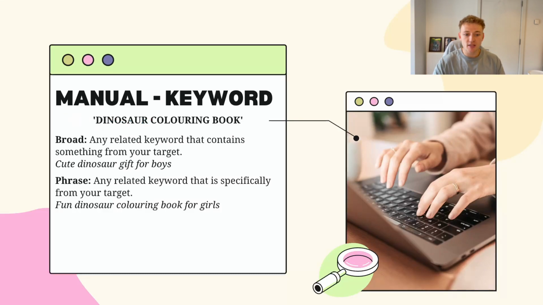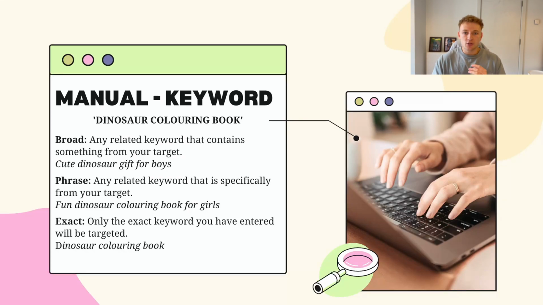You then have phrase. So this is any related keyword that is specifically from your target. So for example, dinosaur coloring book, which is our actual keyword that we're targeting against, comes up in the phrase fun dinosaur coloring book for girls. You can see here, dinosaur coloring book, but it's also added on some extra words there too. So phrase is a little bit more specific than broad because the actual search term itself has to be included in the search phrase. But it's also going to add a couple of other words beyond there too. So it's a little bit more granular, but still relatively broad, and gets you that good book reach too.